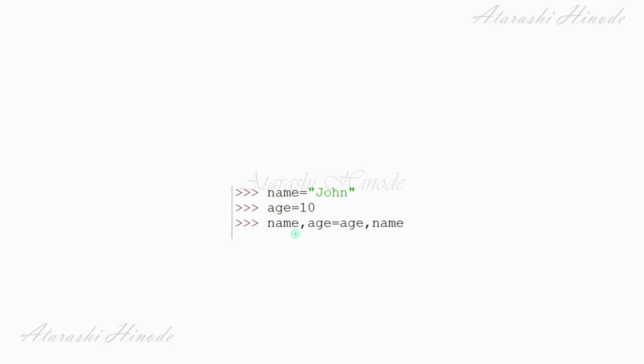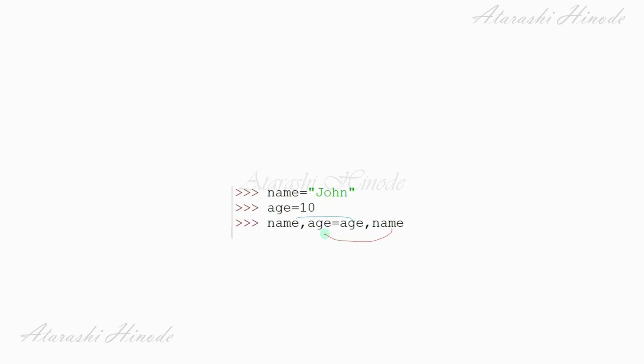So here we can see the first variable name will be assigned the value of age, that is the first value after the assignment operator. And the second variable age will be assigned the second value that comes after the assignment operator. So in this case, age will be assigned the value of name. Now let's see what the final values of name and age are.